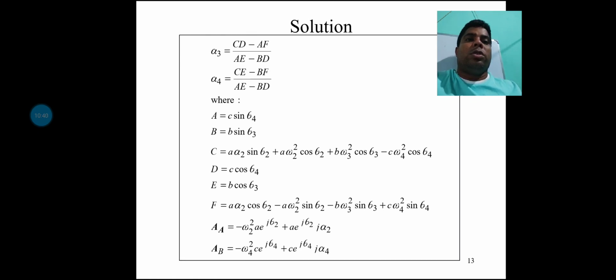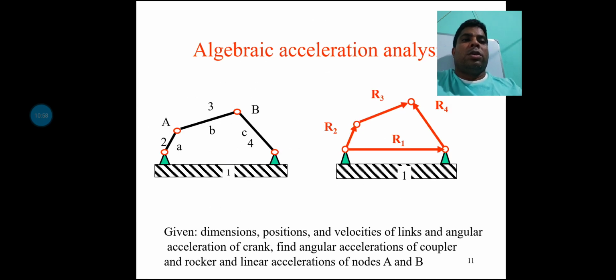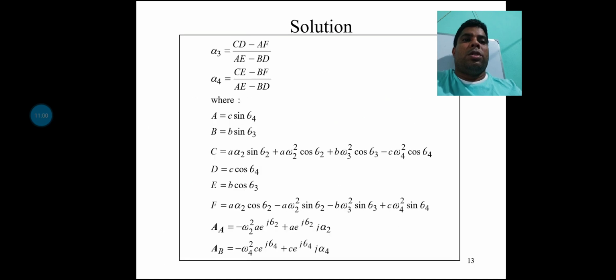And this is actually the solution. Alpha 3 is equal to cd minus af, and ae is minus bd. That means AB alpha 3 is equal to ce minus bf or ae minus bd. So here a is equal to c sine sigma 4 and b is equal to c sine sigma 3.